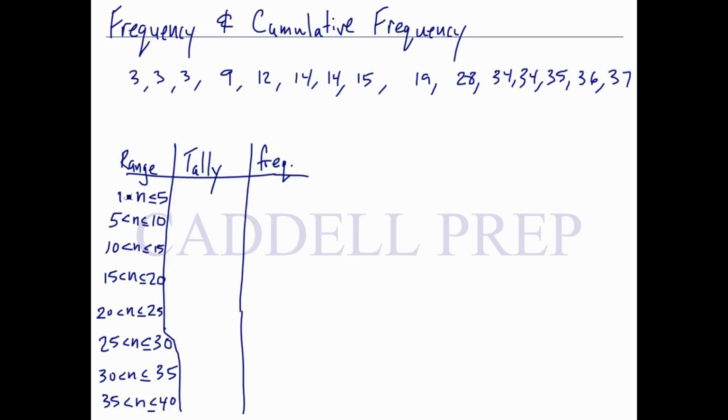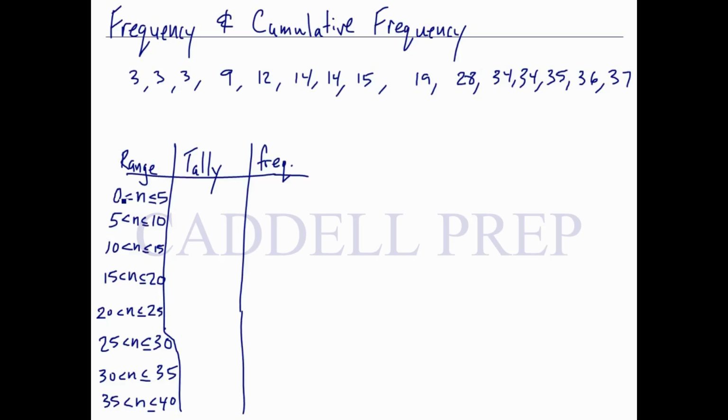Something else to note is that you want each range to be the same. So from 15 to 20, that's the difference of 5. From 10 to 15, that's 5. 5 to 10 is 5, but here 1 to 5 is only 4. So we shouldn't start with 1. We should start with 0. This way, each range is exactly the same range.